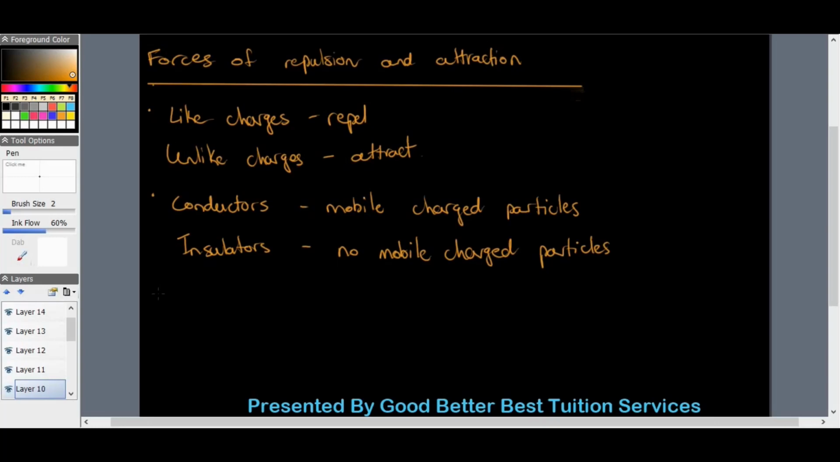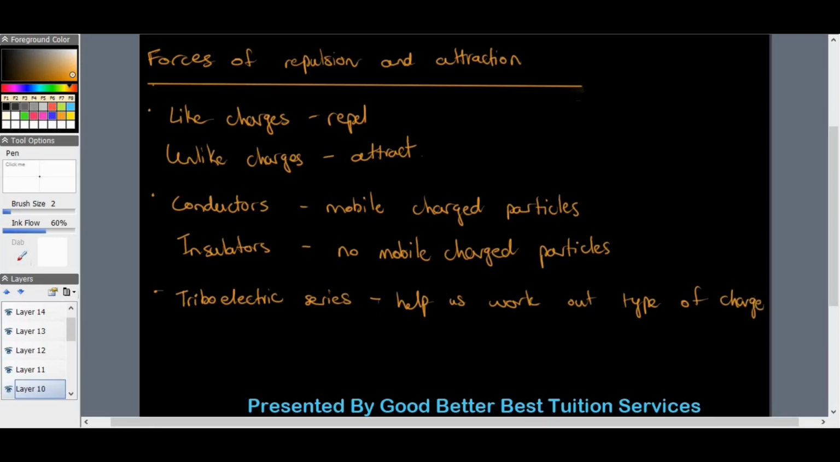There is something that exists that is called the triboelectric series. Now, what does this do? This helps us work out the type of charge, positive or negative, on two materials that have been charged by contact. Okay, so let's just summarize that quickly. They help us work out the type of charge, which is obviously either positive or negative.